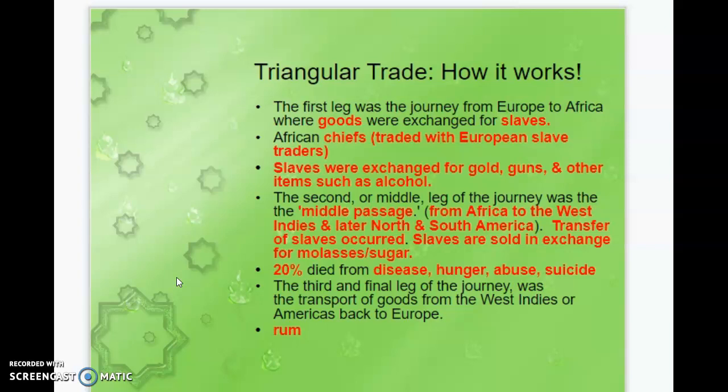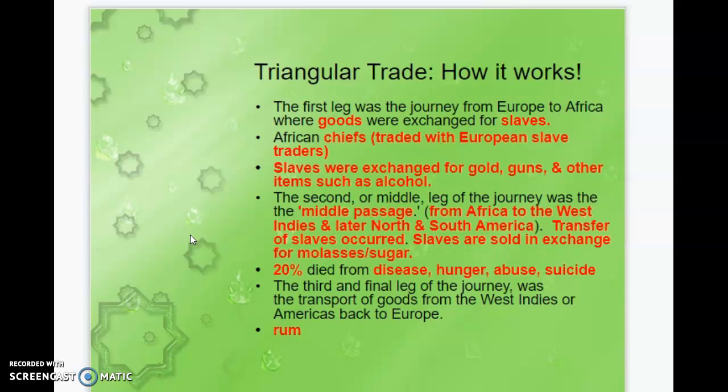We know in South America, I showed you areas like Brazil. So this Middle Passage is the transfer of slaves. They're being taken from Africa and basically dropped off in one of these locations. It says here that they are sold in exchange for molasses, which is sugar.